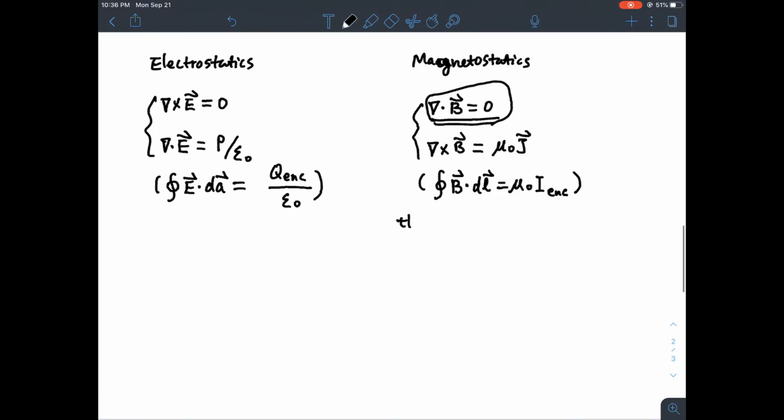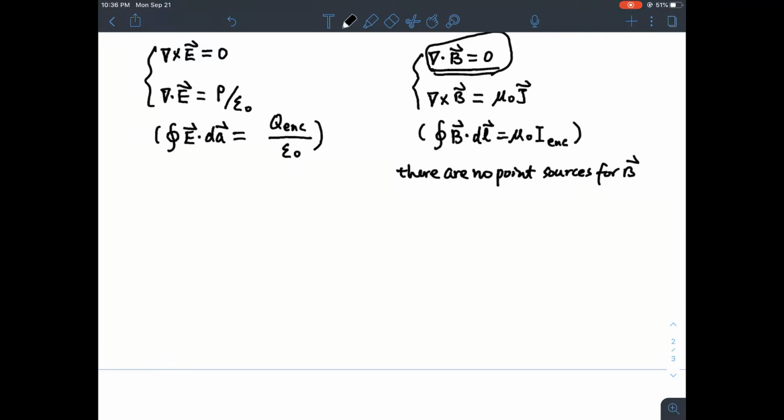So this is very important. There are no point sources for the magnetic field, not like the electric field, where we have positive charge and negative charge. So B is thus divergenceless. There are no magnetic charges. Sometimes we use the word magnetic monopoles.